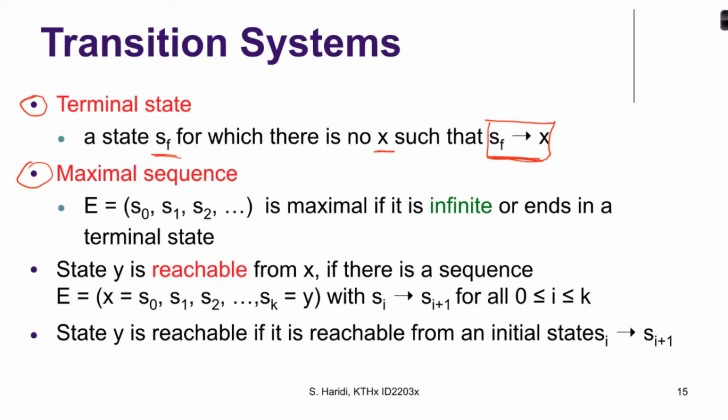This is an execution, as you can see here, that is a maximal sequence if it is infinite or ends in a terminal state. And then we have the intuitive notion of what it means for a state to be reachable from another state. That will happen if there is a sequence where the initial state here is X and the final state is Y, and all of these movements are legal according to the transition relation. That's it. And we say that Y is reachable if it is reachable from any initial state. That gives a definition of a transition system.